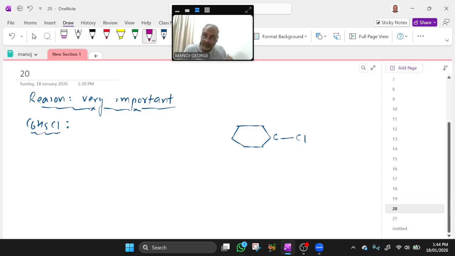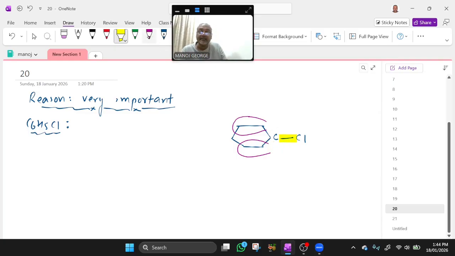I will write all the comments first. So because of this, what happens? The pi electron system, notice carefully, I did not make the inside circle because this is the pi electron system. Don't forget it has two clouds, one on the top, one down, correct? I hope you remember that. So the pi electron system, the top cloud and the bottom cloud, gets extended on the CCl bond.